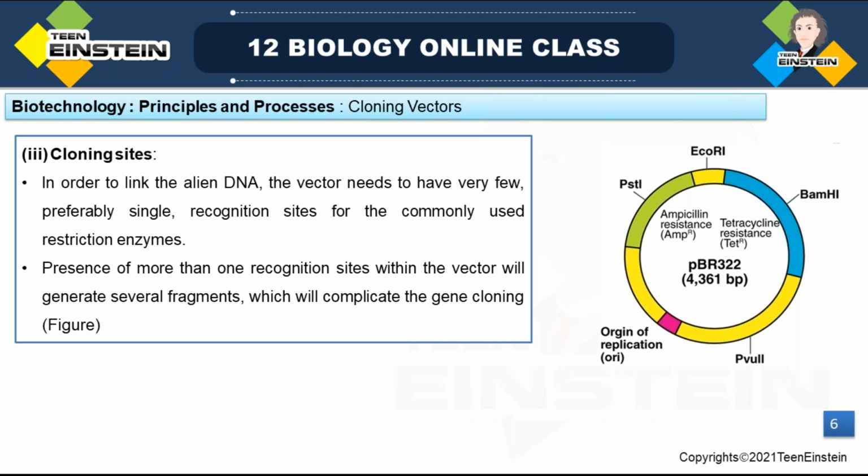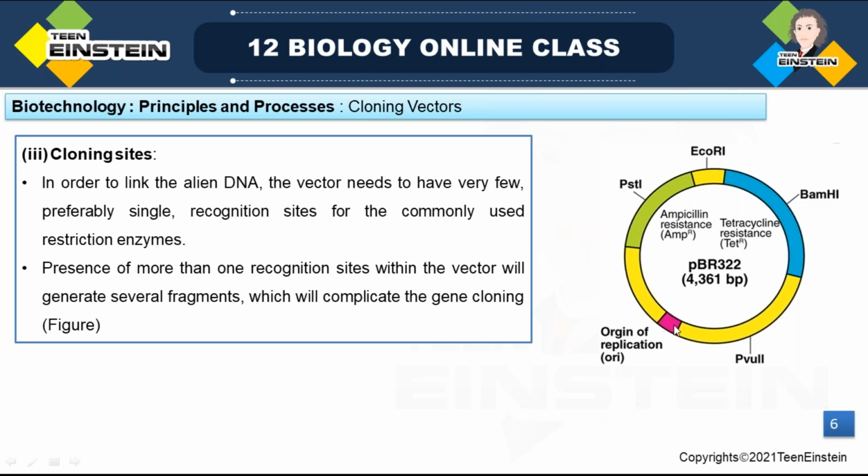Next, now we have learned about origin of replication, then selectable markers. The third feature is cloning sites. Okay, the next feature is the cloning site. So a cloning vector should have a cloning site. So what is that cloning site? Cloning site means the site where DNA is inserted into a vector.